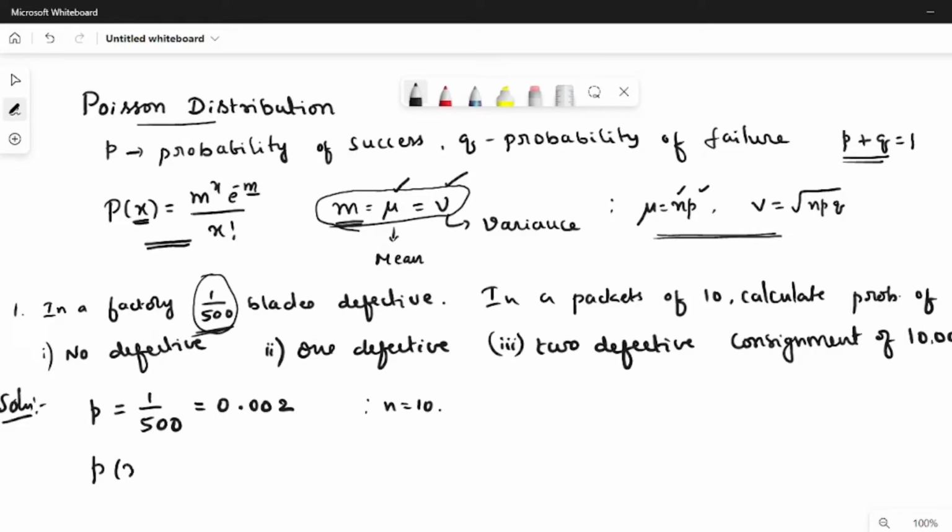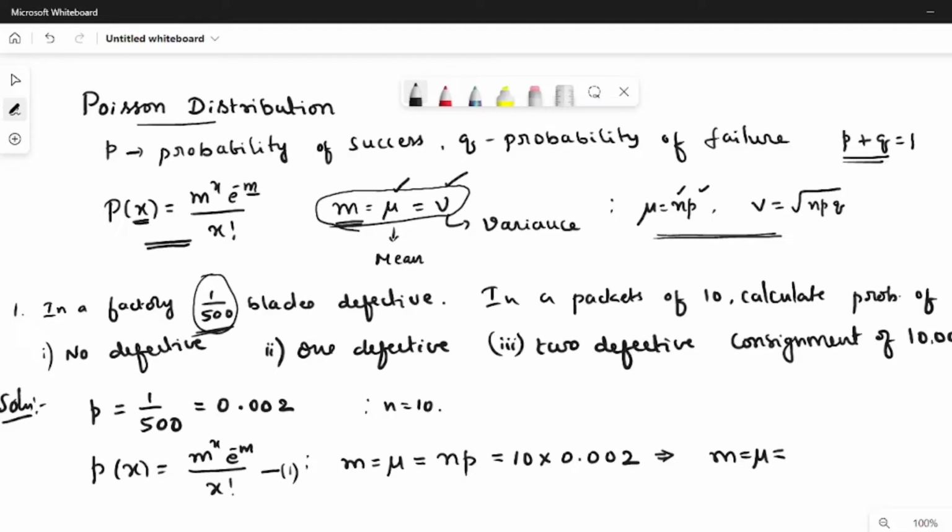By the Poisson distribution, P(x) = m^x e^(-m) / x!. We need to compute m first, then only can I proceed with P(x). Let us call this equation 1. Now m equals mu, which is generally given by np. Each packet contains 10 blades, and the probability of each blade being defective is 0.002, so m, the mean defective, is 0.02. So this is the mean defect, the average defect.